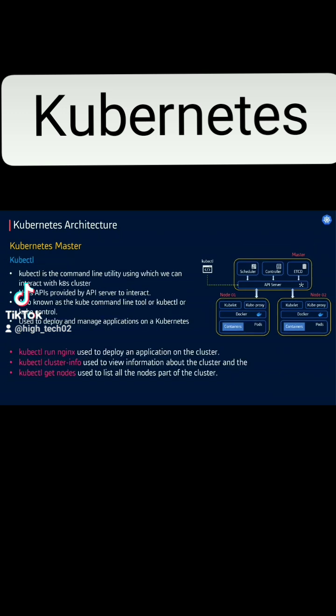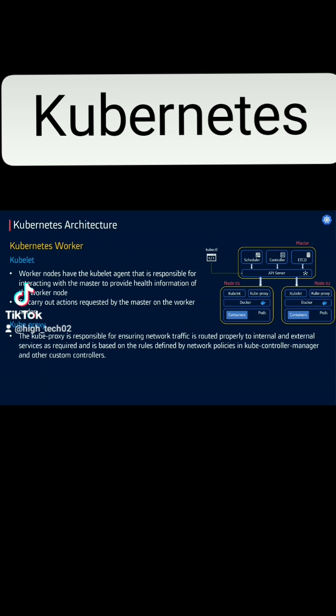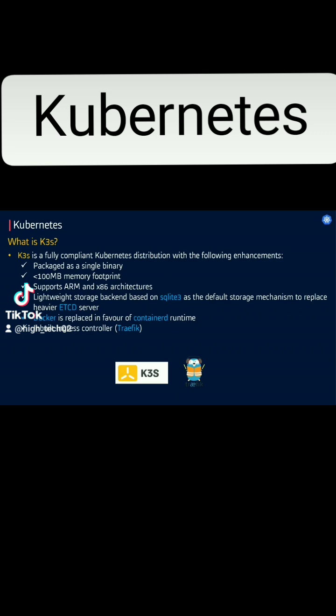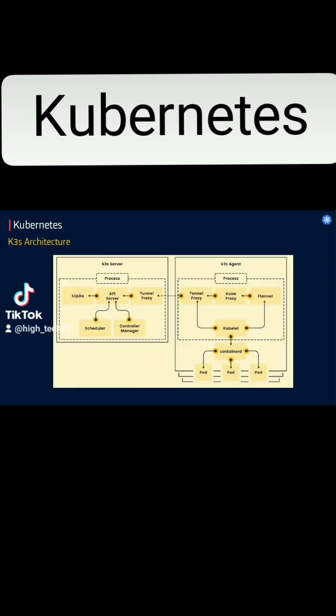How does Kubernetes work? Kubernetes works by orchestrating containers through a set of abstractions and tools. Pods, the smallest deployable units, which can host one or more containers. Nodes, machines, virtual or physical, that run pods. Clusters, groups of nodes managed by Kubernetes.